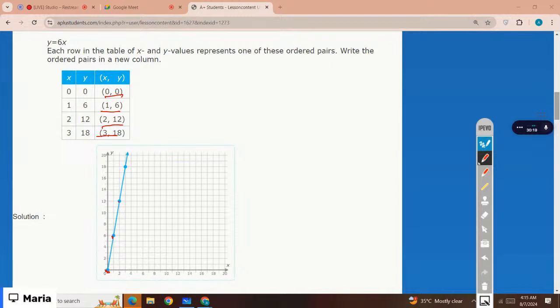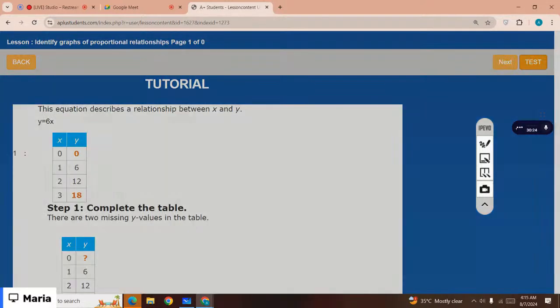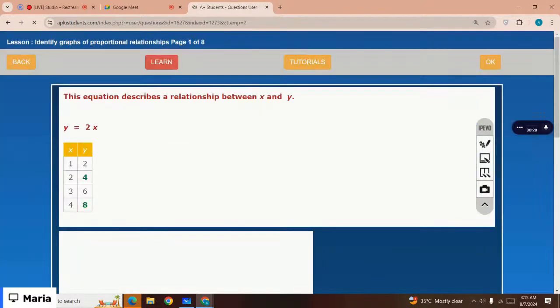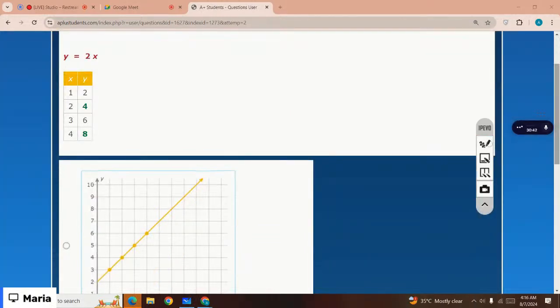Okay, let's just start with the test questions. Let's see how we complete the table and plot a graph. This equation describes a relationship between x and y. So you are given the equation y equals 2x, right? You need to complete the table, but the table is already completed, right?